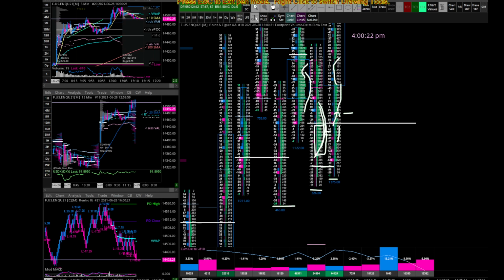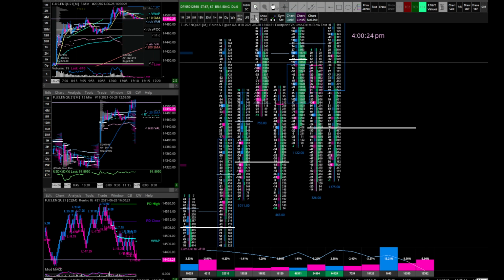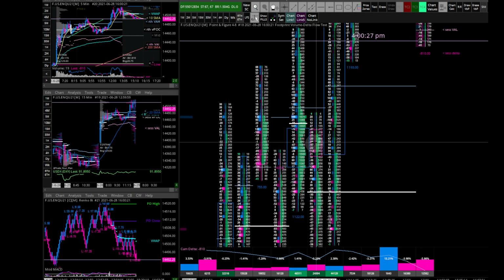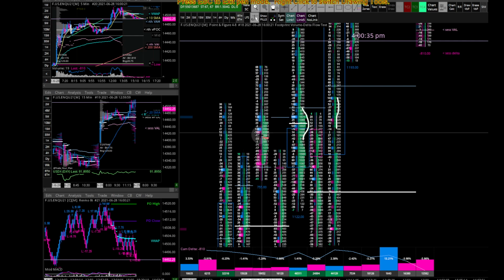Here, let's move this up. And then as we broke out of the volume area here, there was profit takers, okay? Again, another low volume node. Price likes to go revisit that a lot of times. Sometimes it rejects. This time it didn't.